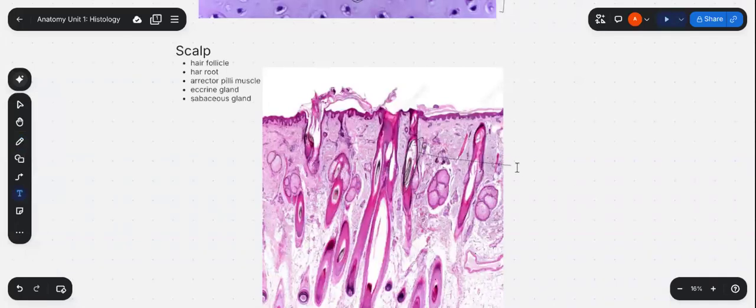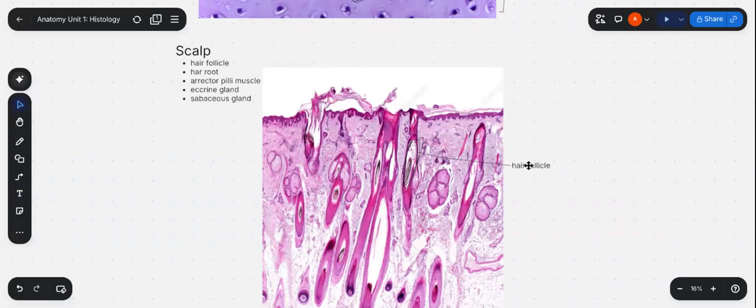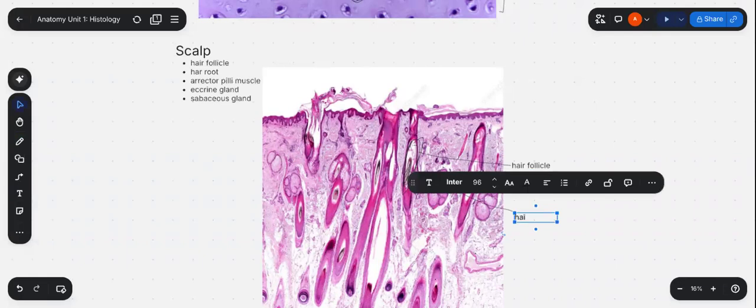I'll type that out right over there. And then with intern, you can see the brown and like the beginning of the hair. That is your hair root.